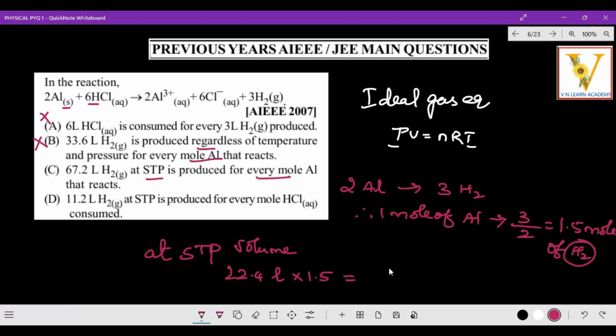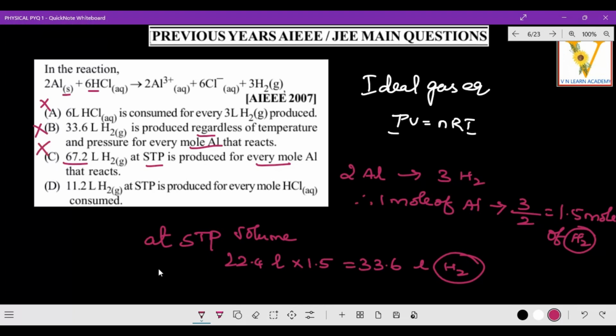So how much are you getting? 33.6 liter of hydrogen gas. This is the answer, but how come it is 67? Suppose they were mentioning 2 moles, then 2 into 1.5 gives 67.2, you may get it, right? But actually it is not applicable. Why? Every mole has been mentioned. As you read carefully, you will come to know the best idea to find the answer. So this option is also wrong.